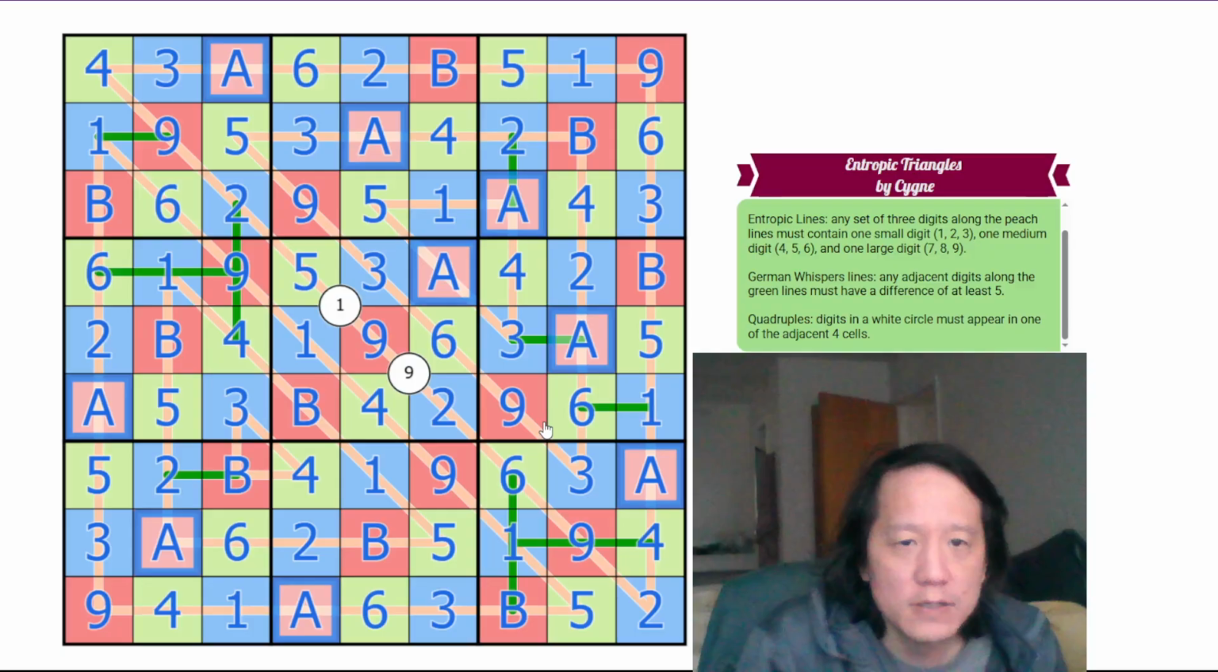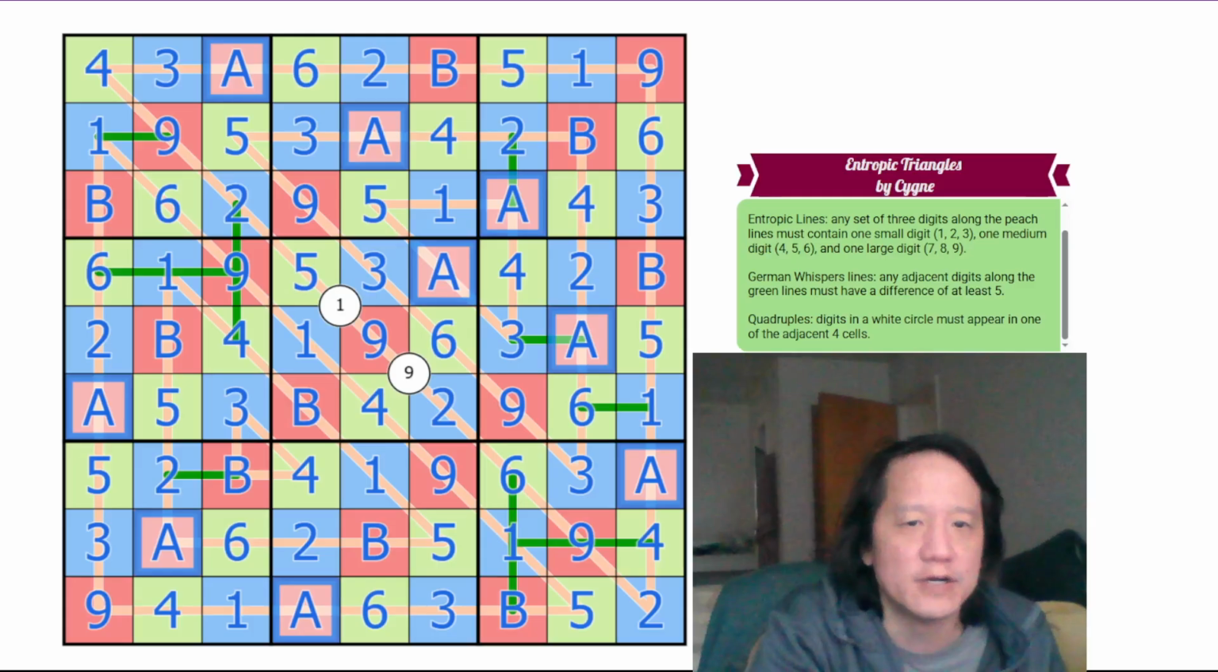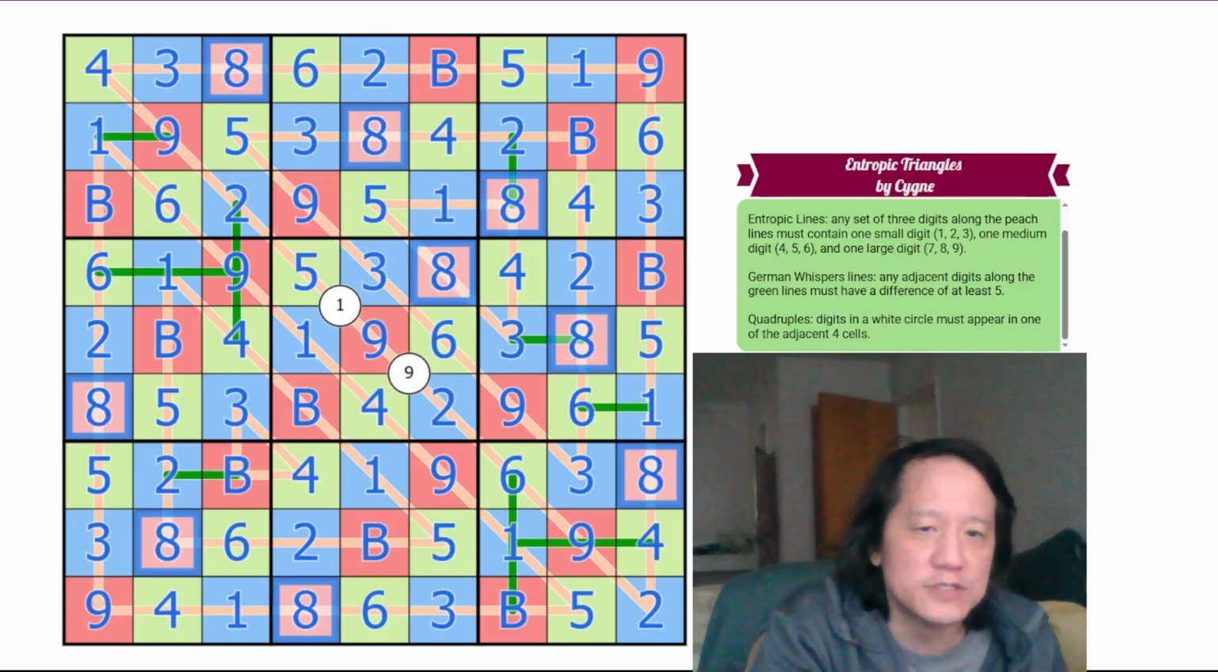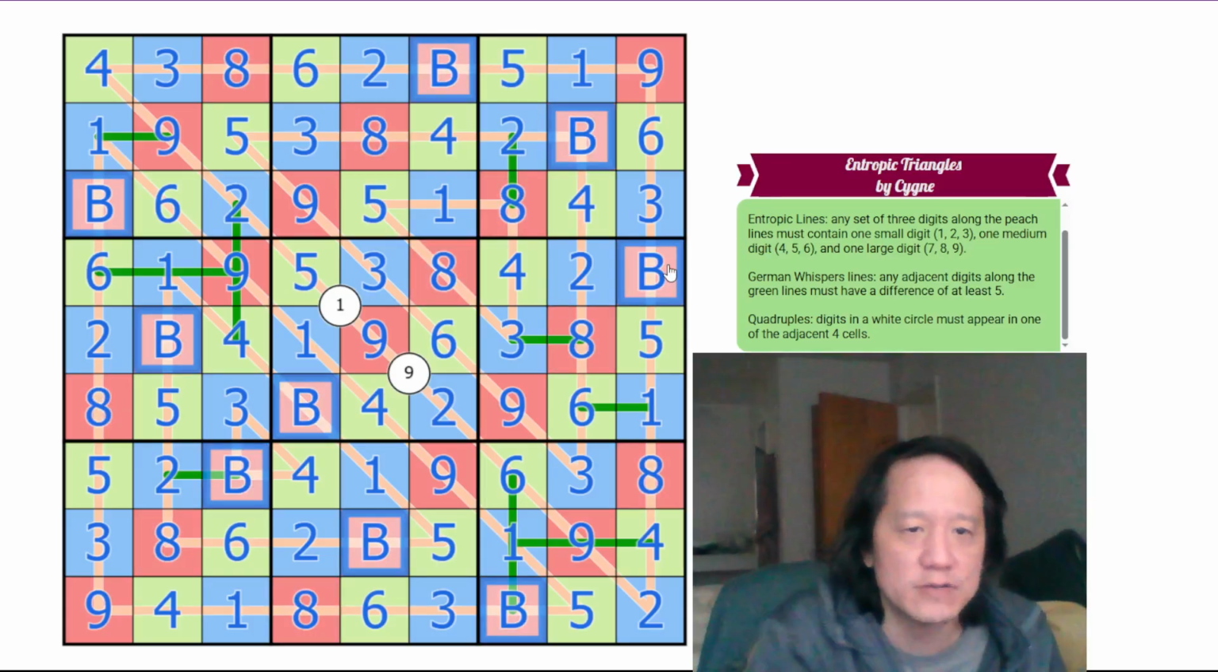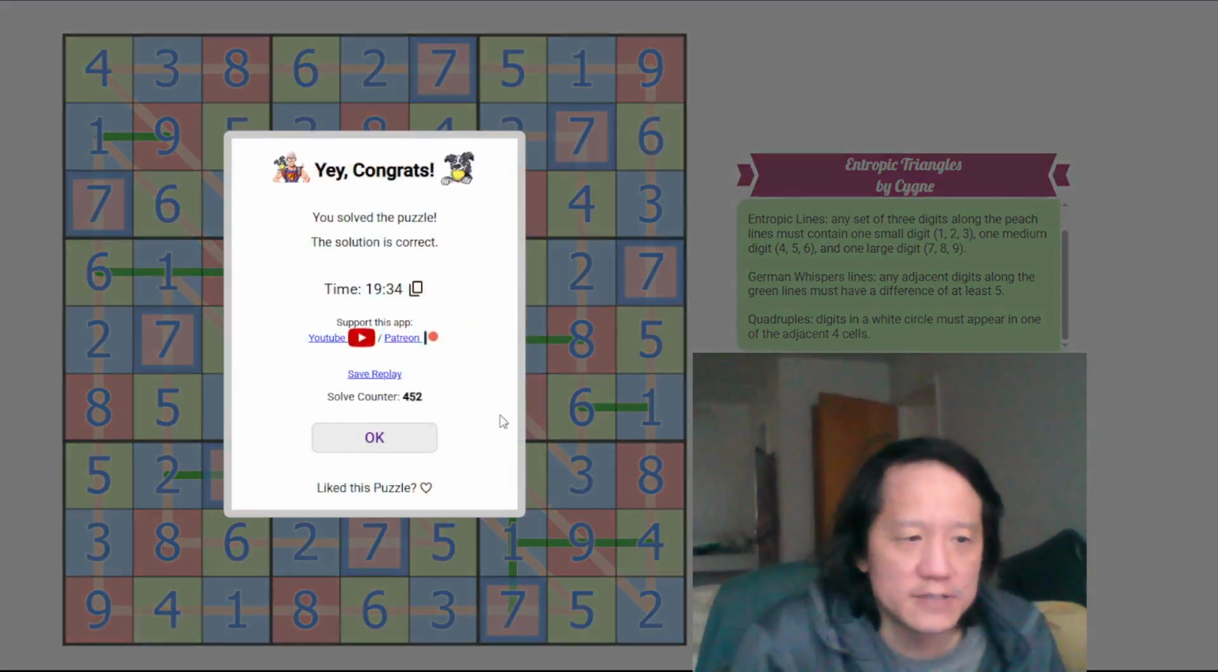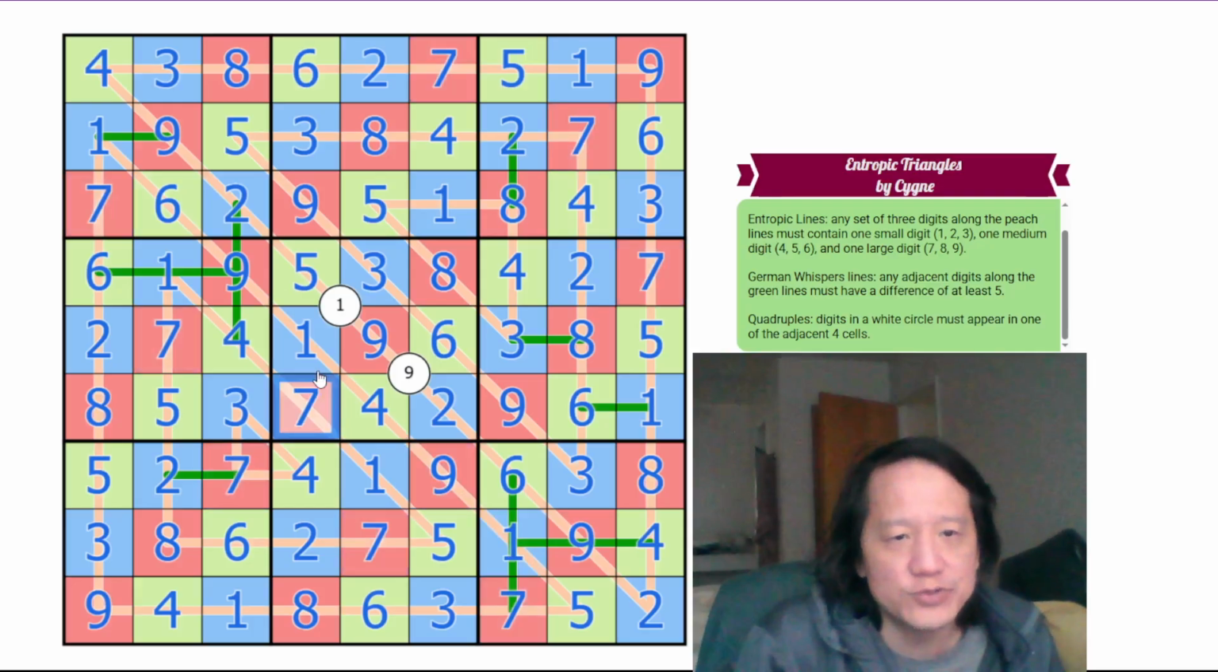A has to be next to both 2 and 3 on the whisper 5 line. So A must be 8 because 7 cannot be next to 3 on a whisper 5 line. So this is 8 and B is 7. And that's a solution. Yeah, pretty straightforward.